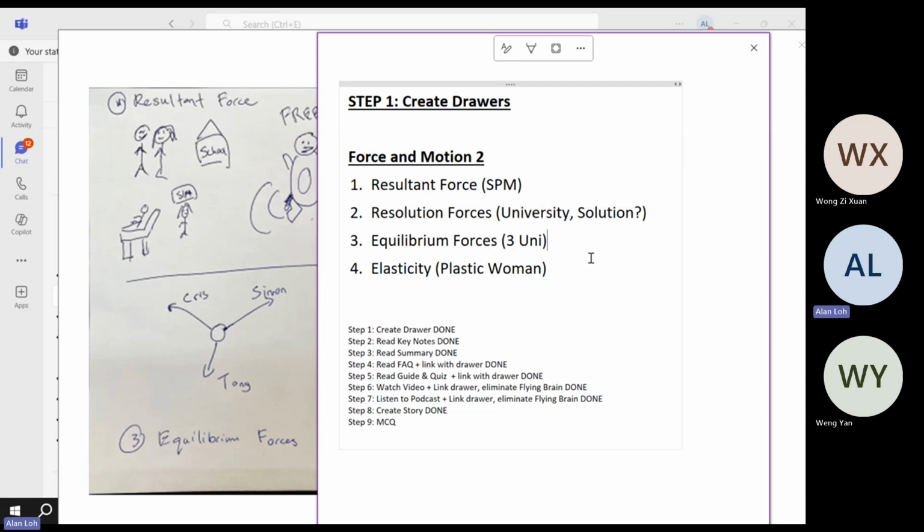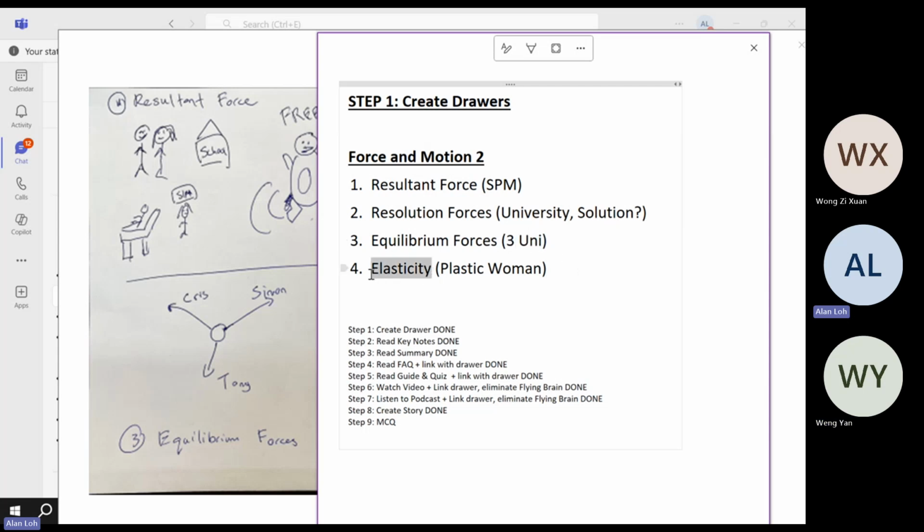Now drawer number 2. Then drawer number 3. Drawer number 3 is equilibrium forces. Equilibrium forces means I take 3 universities. So there are 3 universities fighting to get you to enroll into their university because you are the top student. There are 3 universities, whichever 3 universities are in your mind: NUS, University Malaya, Cambridge, it's up to you.